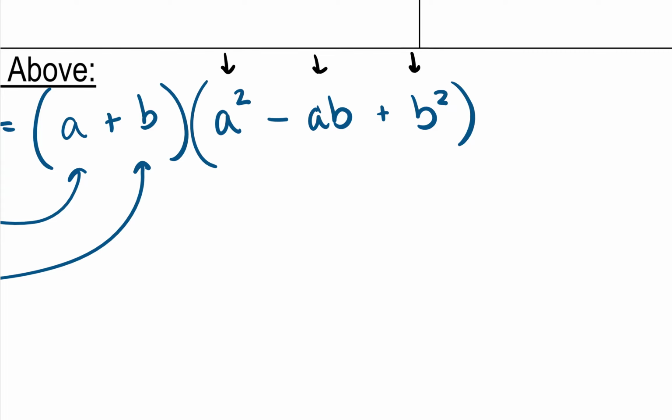Okay? And notice, I always have the same three signs. I have plus, minus, plus. So if it's a sum of cubes, it starts with plus, a sum, then it goes minus, plus. And then I square, multiply, and square. Okay? That's how I think of it. So however you need to think of this to remember is fine. That's just what I do.